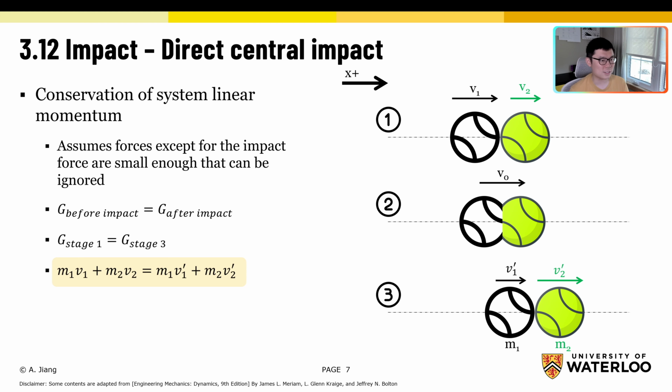Looking at this equation here, we only have two unknowns, v1 prime and v2 prime. Two unknowns and one equation. There is something missing here because we cannot solve it yet. And we came up with this equation by just looking at stage 1 and stage 3. What about stage 2? We have to do something here.